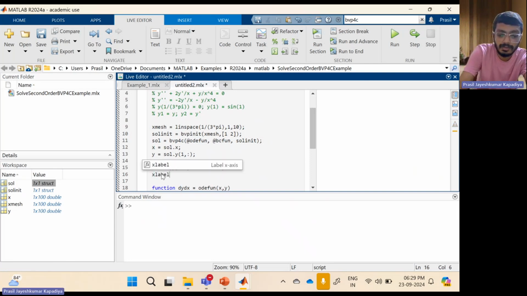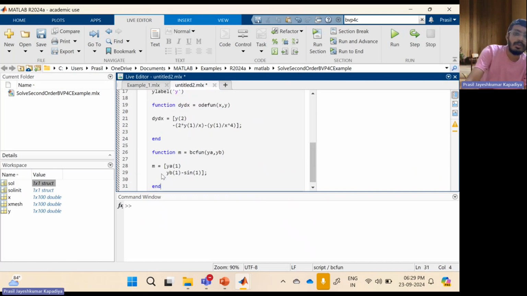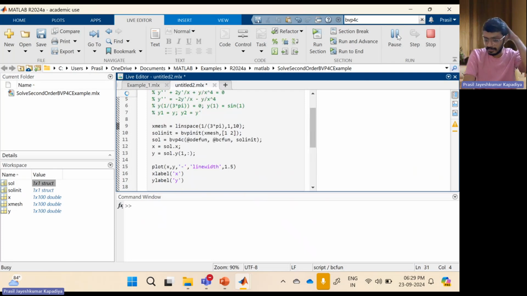X label, let's say it is x, and y label, let's say it is nothing but y. So guys, one thing to take care of here. As it is y is equal to 1, so we are writing y of 1, but let's say we were given that dy by dx is equal to 5. So we will be writing y of 2, because my y of 2 will be dy by dx. Okay, so take care of that. Let's run this and see what we are getting.